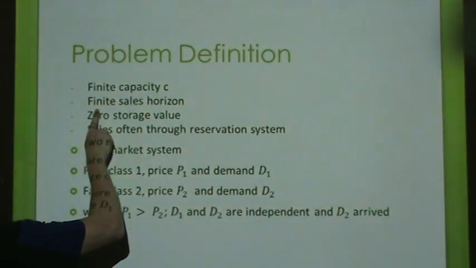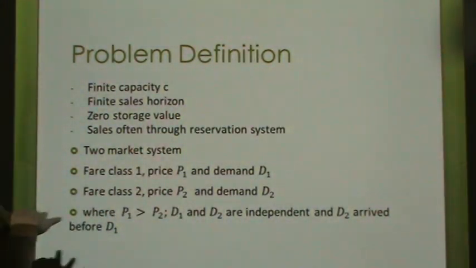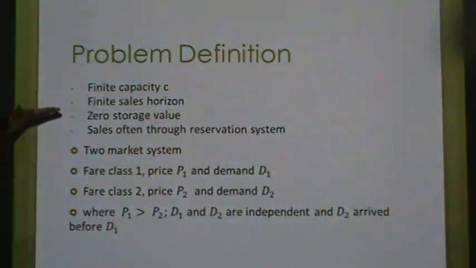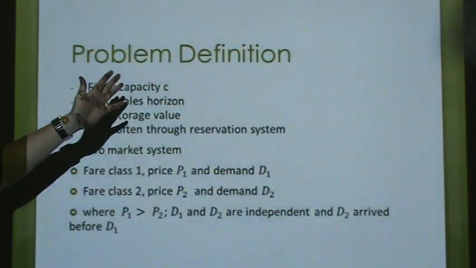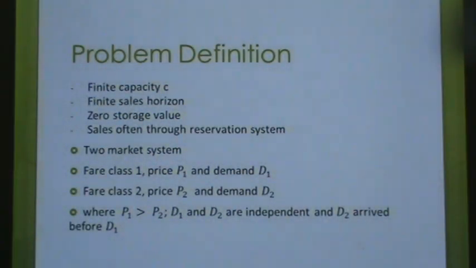We have a finite sales horizon. A horizon is how far you can see. So let's say the airplane leaves next Friday, so we can only sell, let's say a month from Friday. We can only sell seats before the flight leaves. Once the flight leaves, we can no longer sell seats. The plane's up in the air. So there's a finite time where we can sell things.